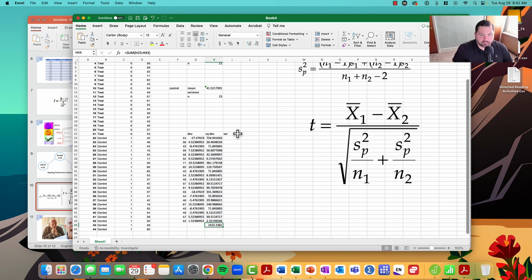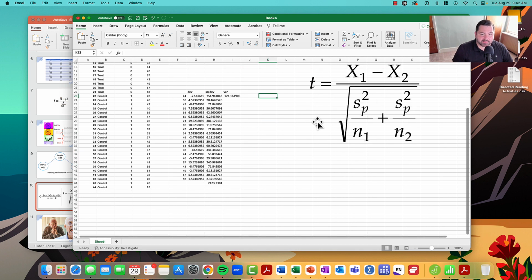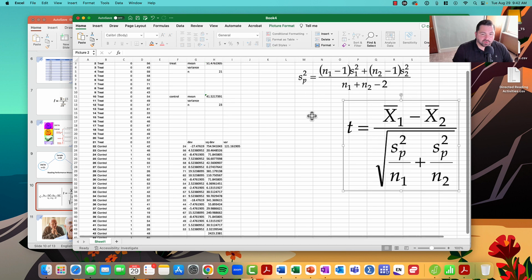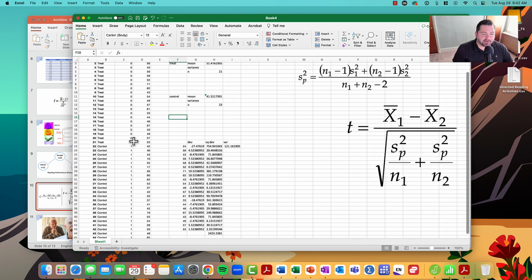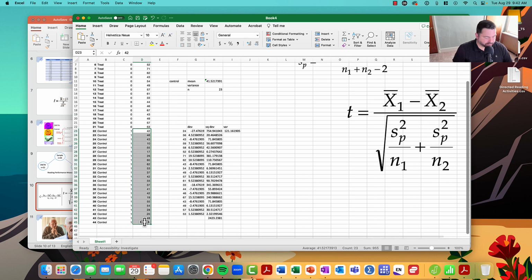And I'm going to determine variance, which is the sum of squares total divided by n minus 1. So in this case, we had 21, so 21 minus 1 is 20, and we get 121.161 as our variance in that equation. We'll go ahead and do the exact same thing for the control group, and we have data for 23 individuals.